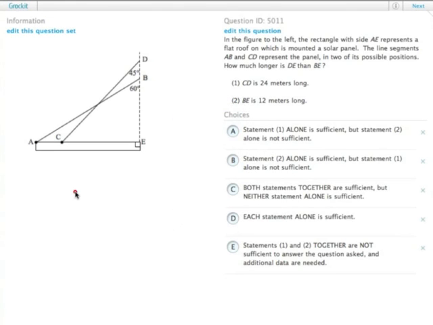This is kind of a tricky problem because it hinges on certain tricks that deal with triangles. Before we even look at the answer choices, just reading the problem: it's a rectangle with side AE. It's the roof, and then we have a solar panel, which is this AB and CD, because the panel is just kind of moving. How much longer is DE than BE?